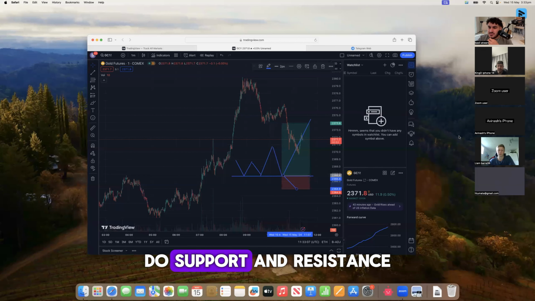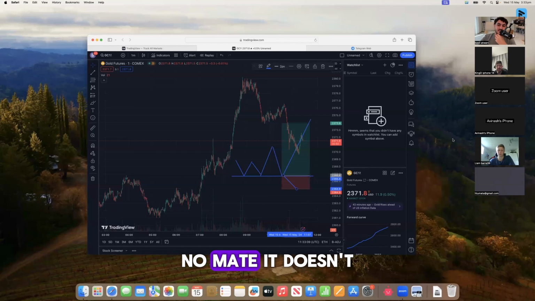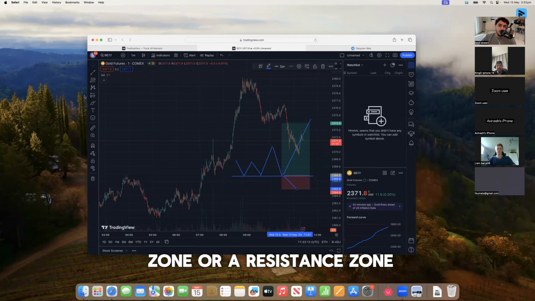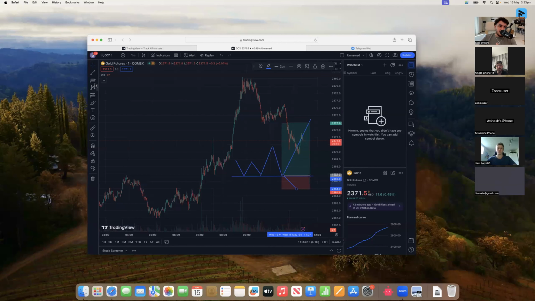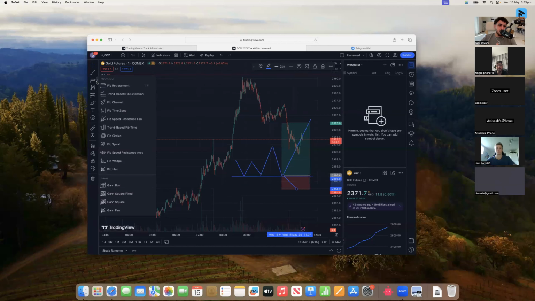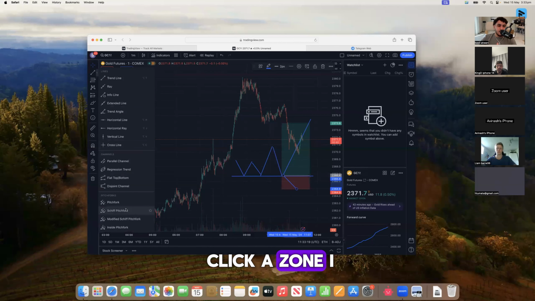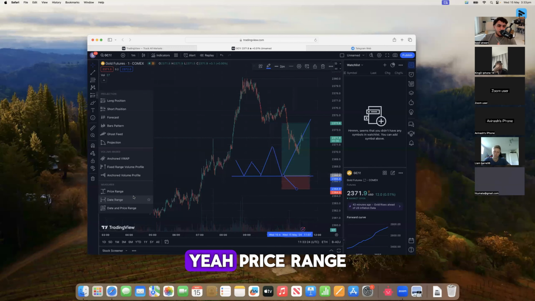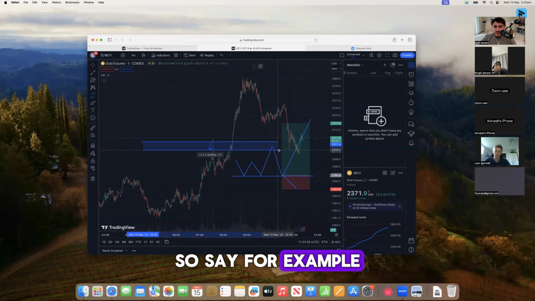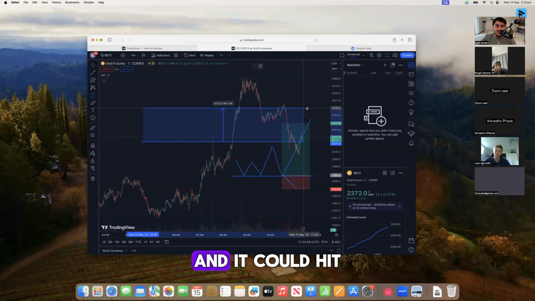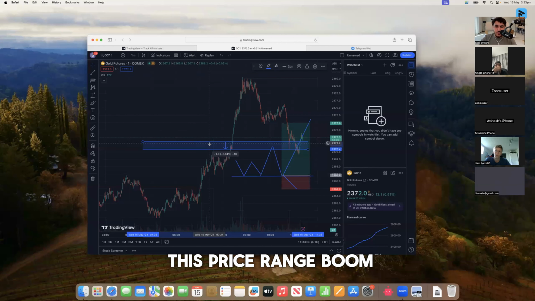Question for you, do support and resistance lines have to be exact? No mate, it doesn't. You can actually have a zone. It's called a support zone or a resistance zone. So if you go here, you'll be able to click a zone. I think it's this one. Yeah, price range. So say for example, this is the price range, and it could hit this price range, boom, boom, boom, boom, right? It doesn't have to be the exact point, but it has to be not too far off.